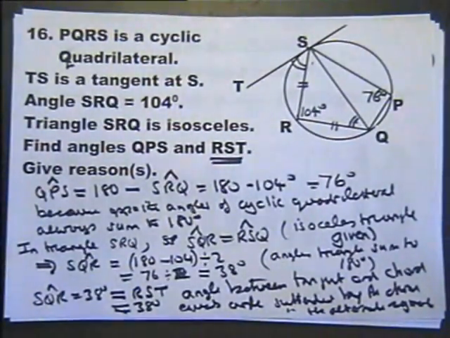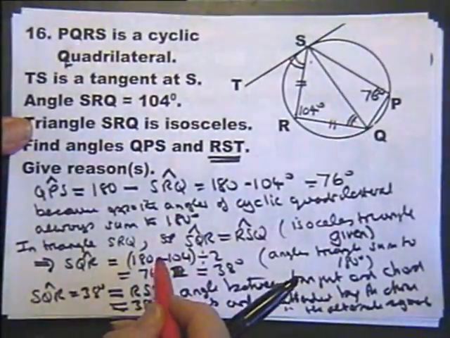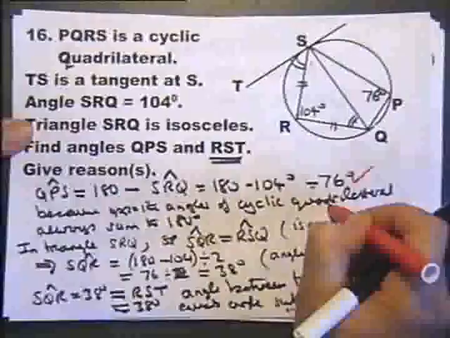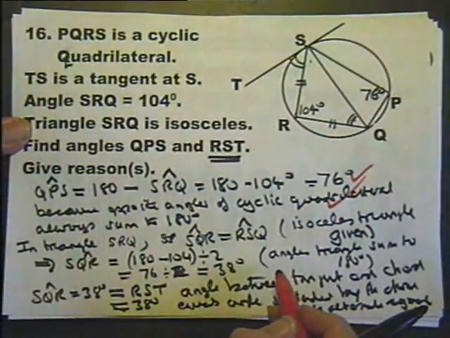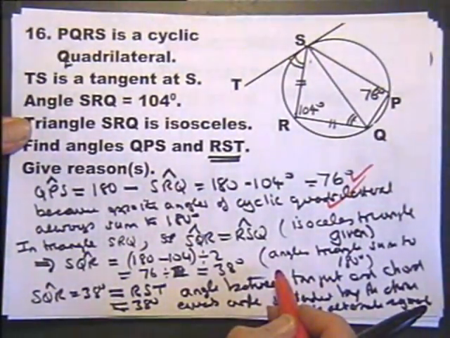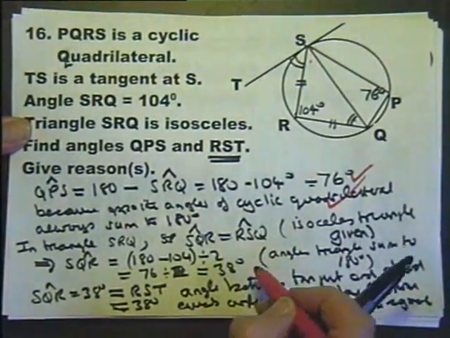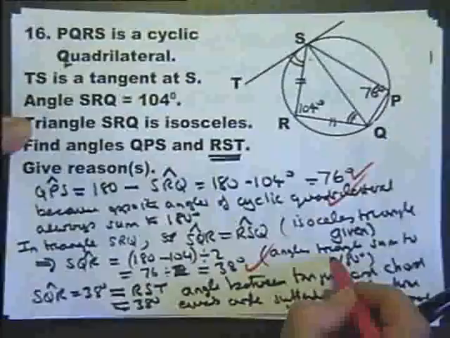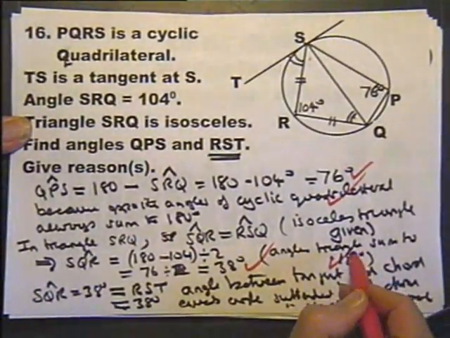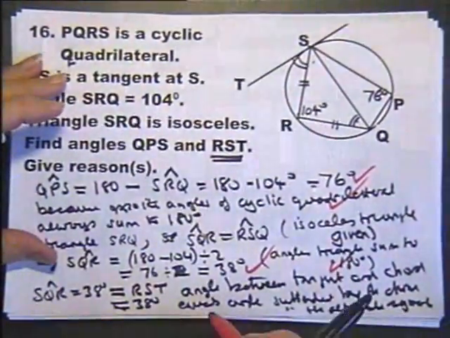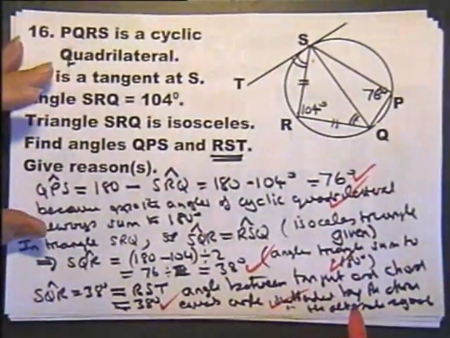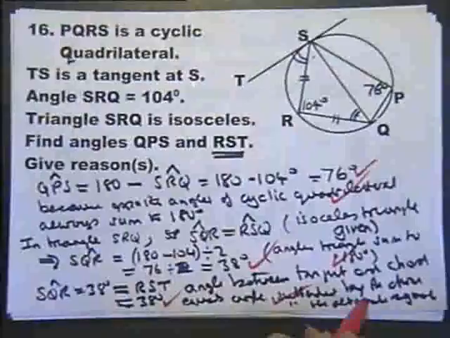Okay, let's mark that. We've got a mark for the 76 and a mark for the reason because it was a cyclic quadrilateral. We've got a mark for this 38 because it was an isosceles triangle. And a mark for this 38 and the reason because of the alternate segment theorem.